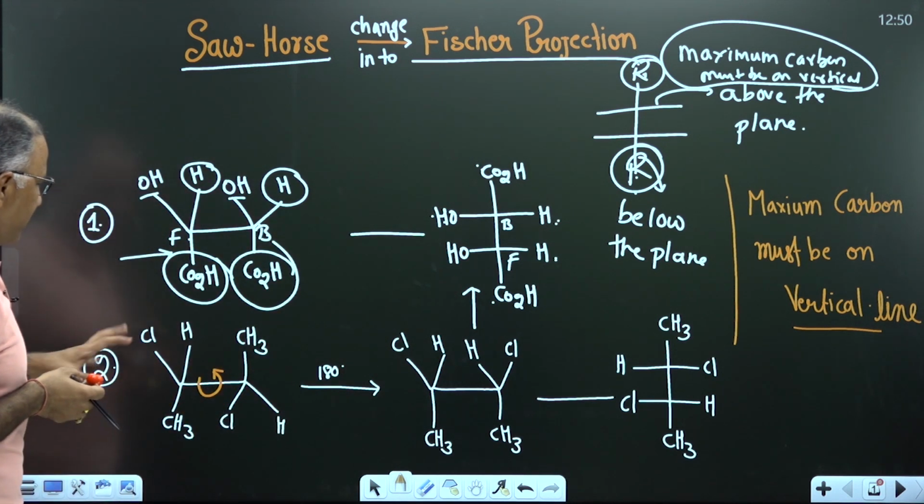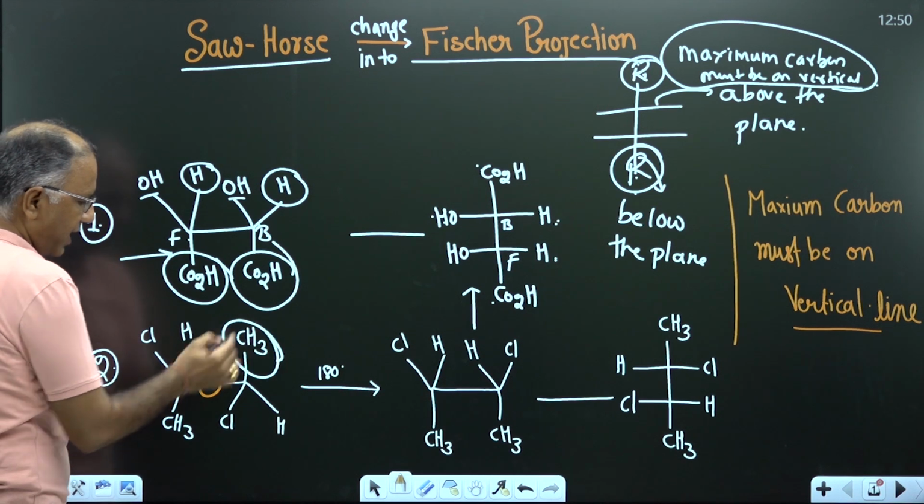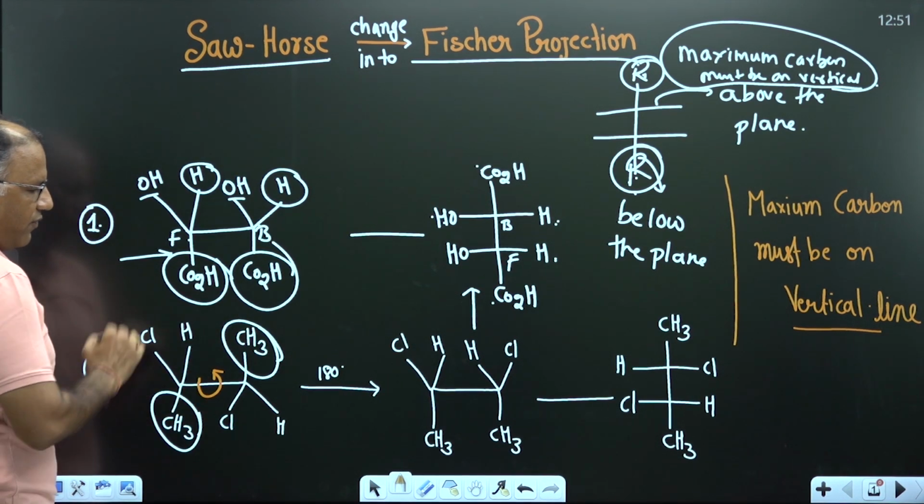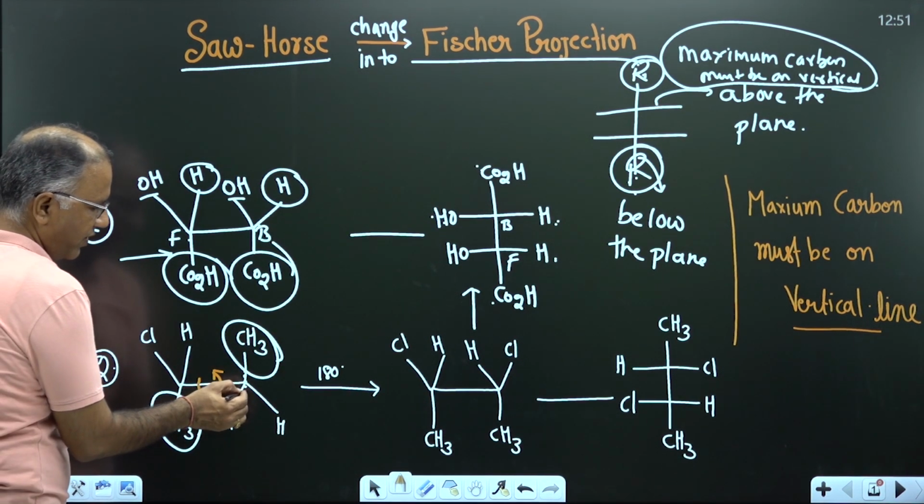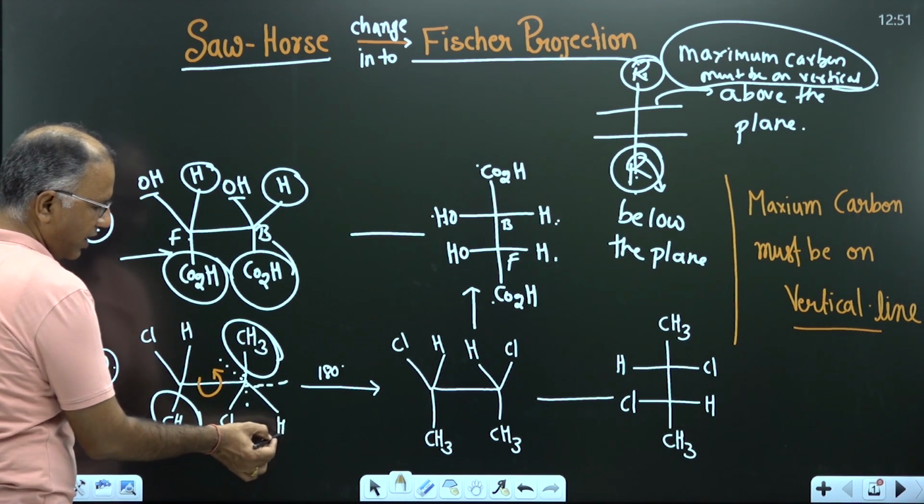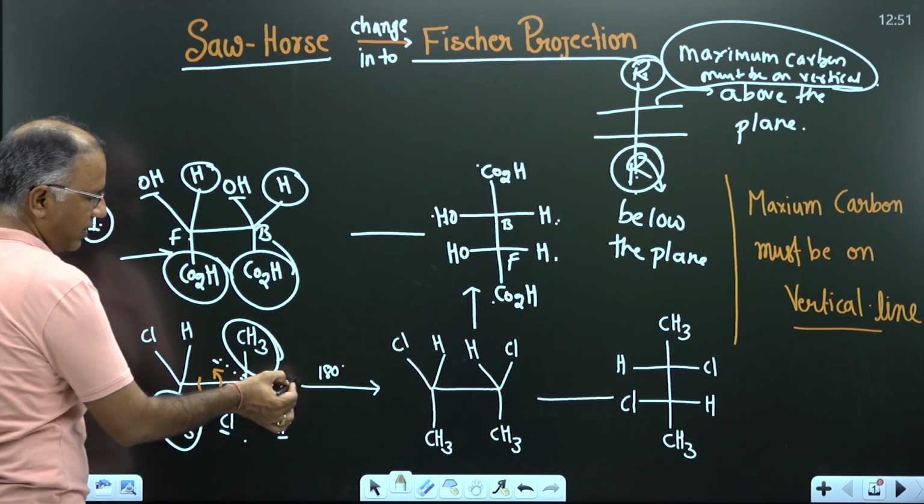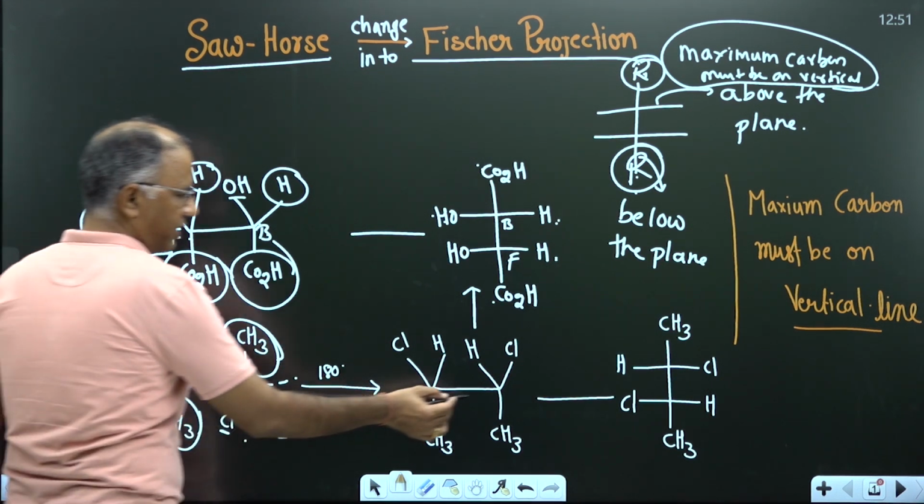Now we have to draw this Newman's to Fischer. First of all, this is staggered conformer. So we have to convert into eclipse. We will rotate this by 180 degree. This methyl comes here. After 180 rotation, H comes here. After 180 rotation, this Cl will go there. Got it? This will form.